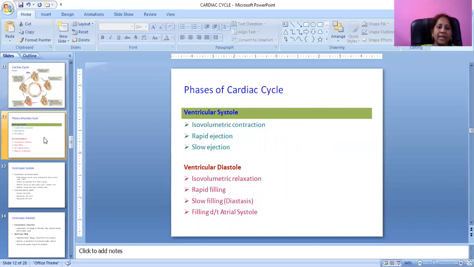These are the things that happen. In the first slide itself, we have told the phases of cardiac cycle: first ventricular systole, then ventricular diastole. In ventricular systole, isovolumetric contraction, rapid ejection and slow ejection. In ventricular diastole, isovolumetric relaxation, rapid filling, slow filling.